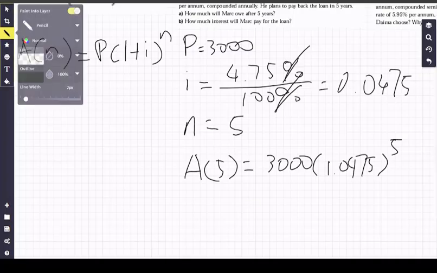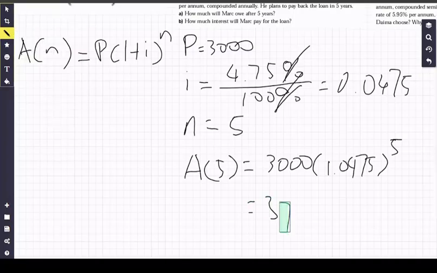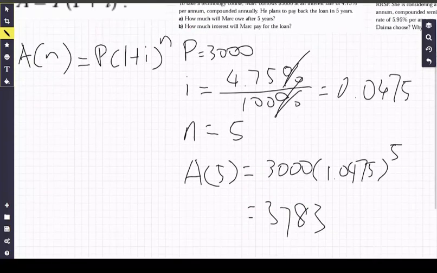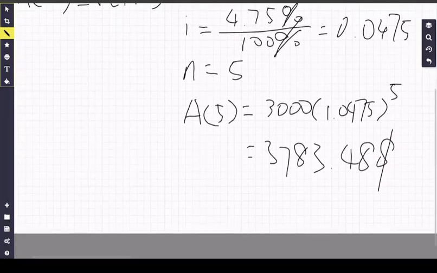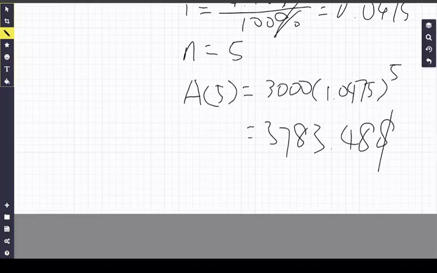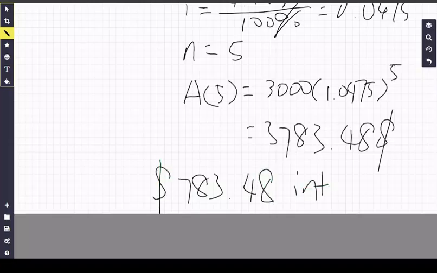Why is it not working? 3,783. I don't really care about significant digits, but I'll tell you to round to at least cents. How about 47? Sure, 48 cents. So this is how much he owes in total. To calculate the interest, we just do 3,783.48 minus 3,000, and we get 783.48 interest. Yep, and we're done.